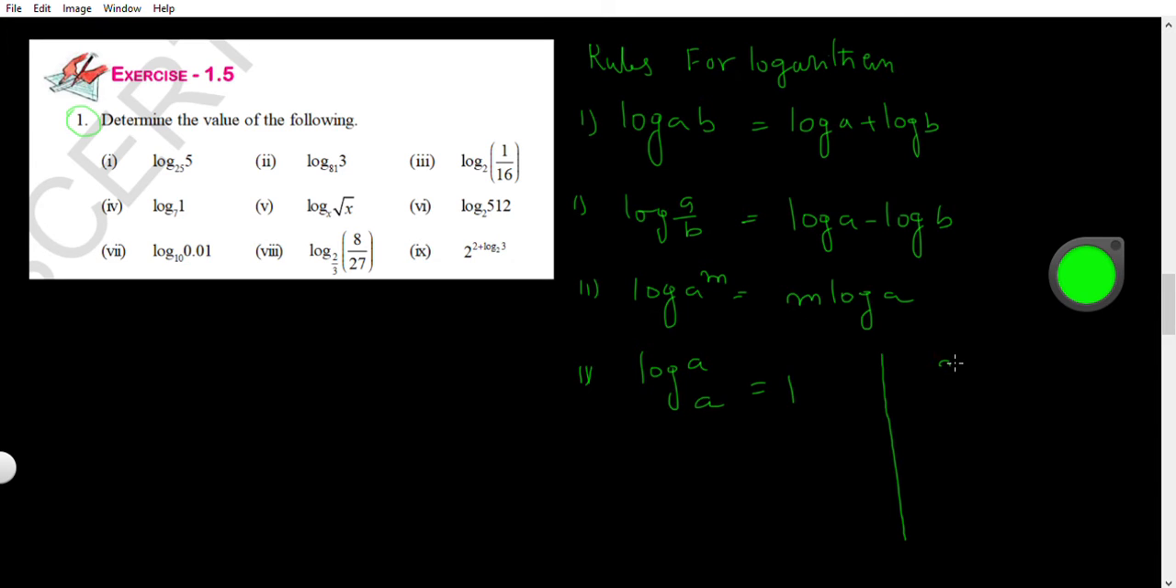Suppose I have 2, you can write 2 power 1 is equal to 2. By the basic definition, I already explained, a to the power of x is equal to some n. It is my exponential form. By the definition of logarithm, if and only if, this power x is equal to logarithm of n to the base a. This is the definition.